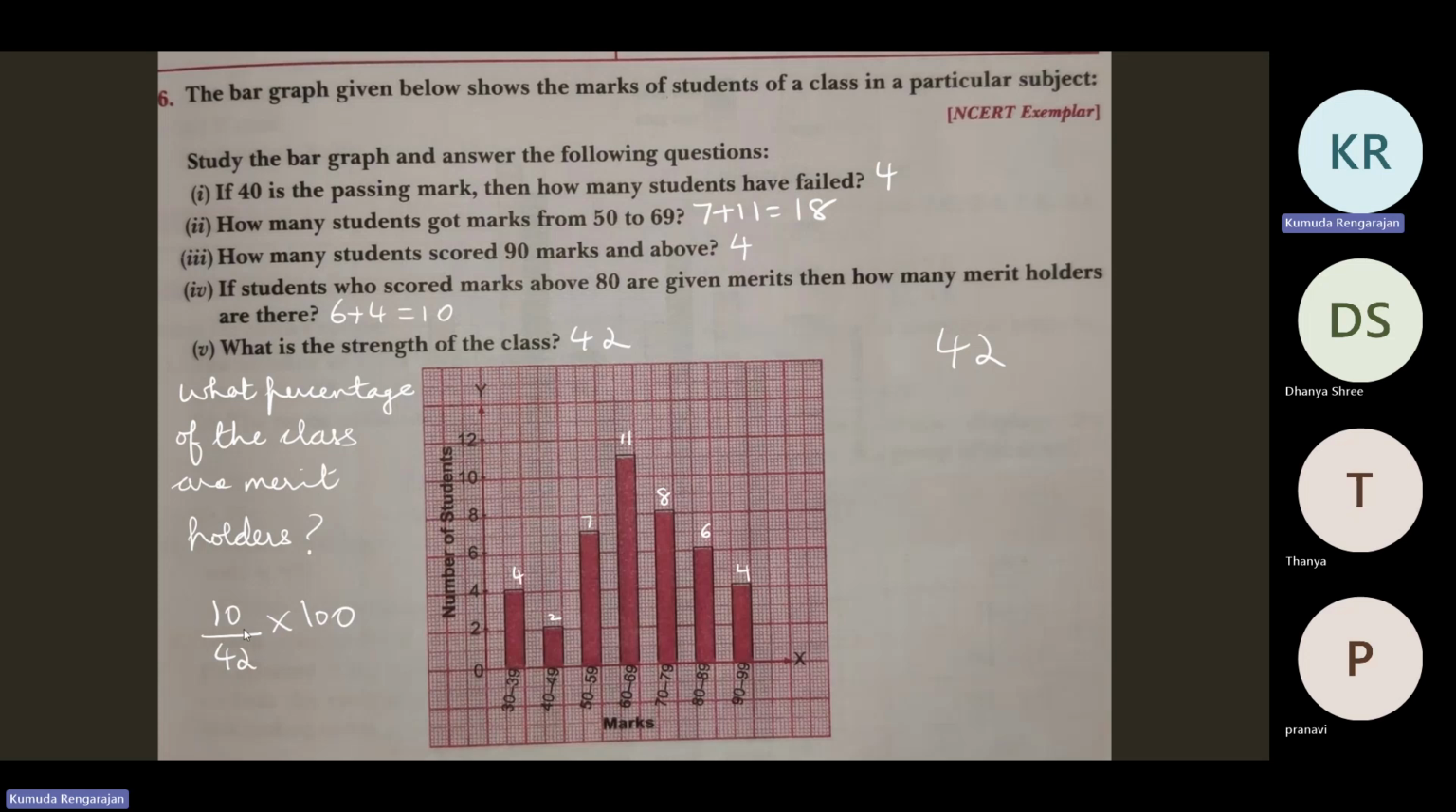So 10 by 42 into 100. So 2 fives are 10, so 500 by 21 and you can put it as a mixed fraction. Ma'am, is it 23 17 by 21%? Correct. 23 17 by 21%. Correct.